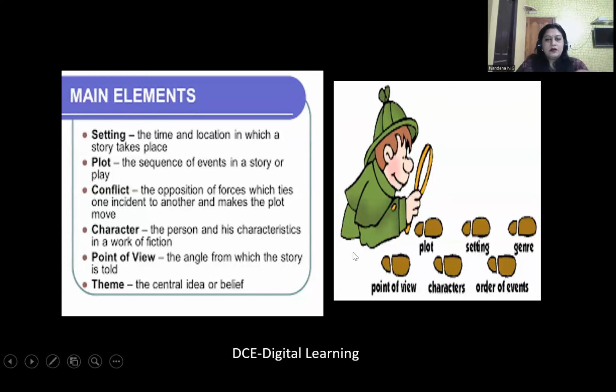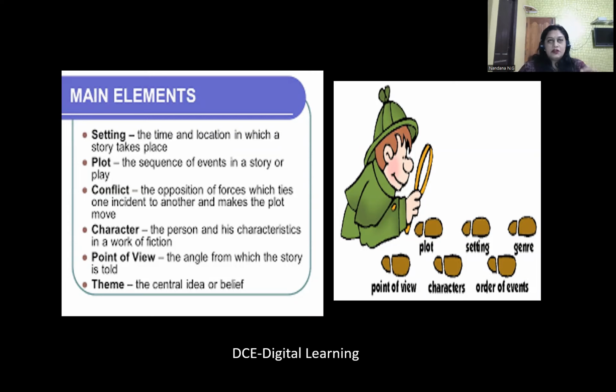Now let us start. The novel, if you look at it, there are six primary elements. And the six main elements which define a novel are setting. Setting means the time and location in which a story takes place.